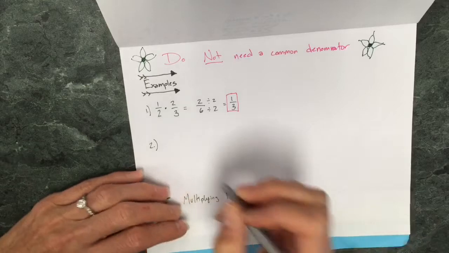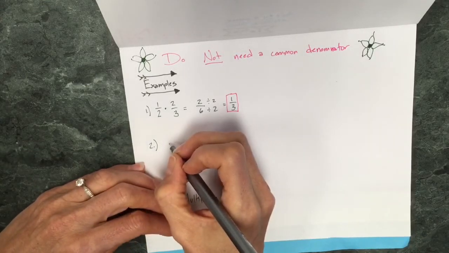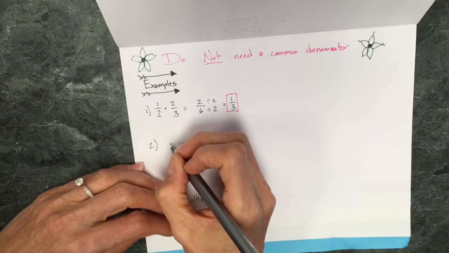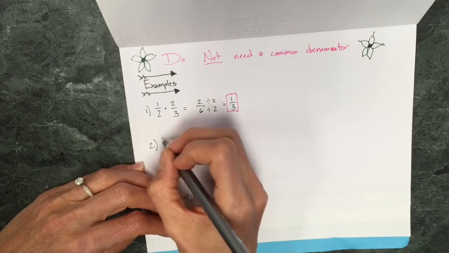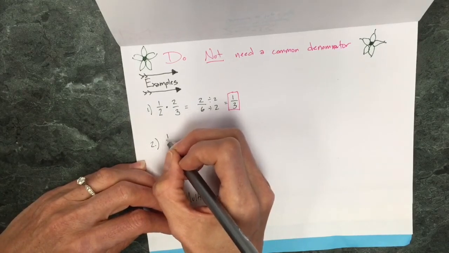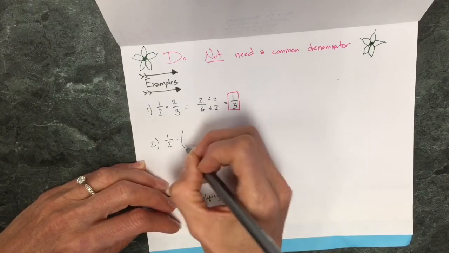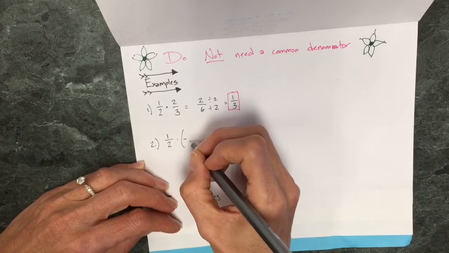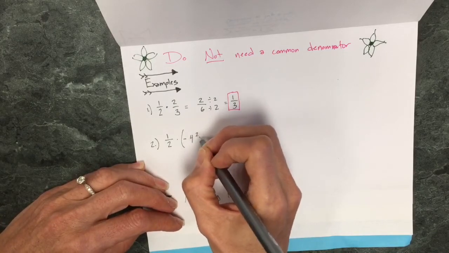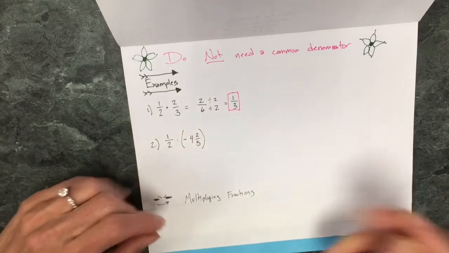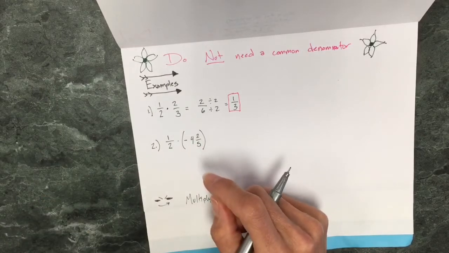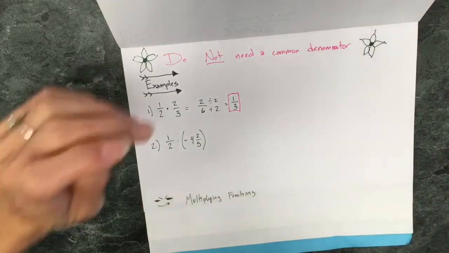Alright, so let's do another example. Let's do 1/2 again. But this time we're going to multiply it by a negative mixed number, so -4 and 2/5. So this one is a little trickier. It's got a negative and a positive, so you got to remember what's a negative times a positive.